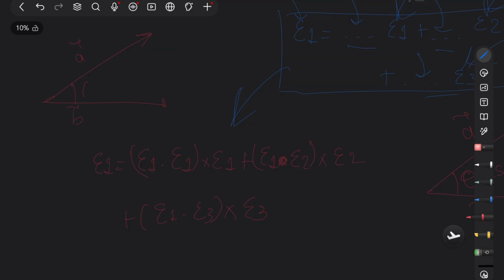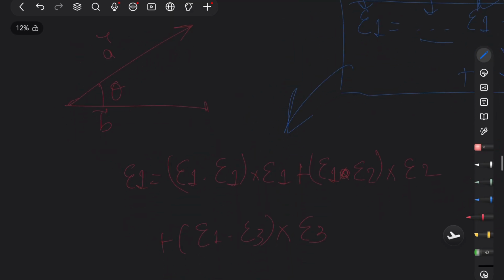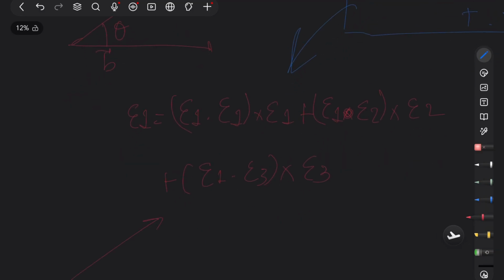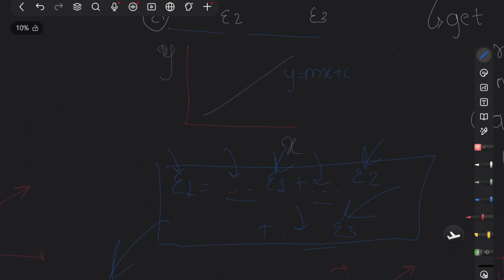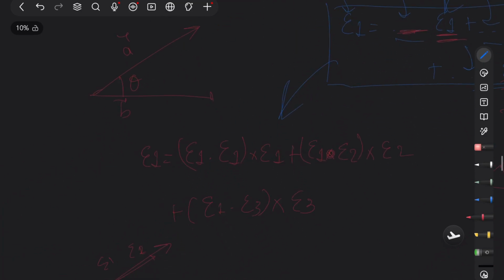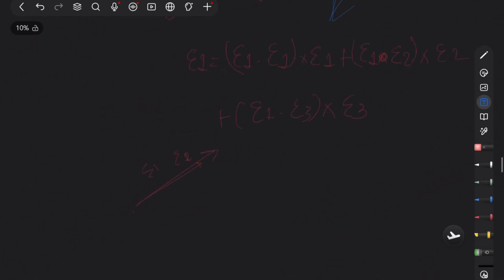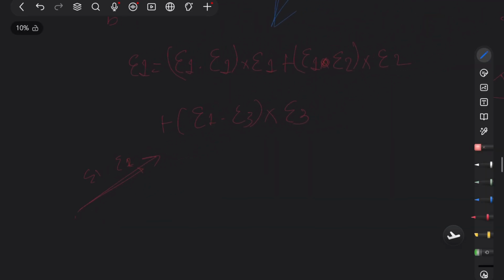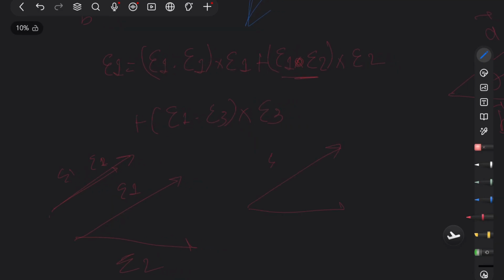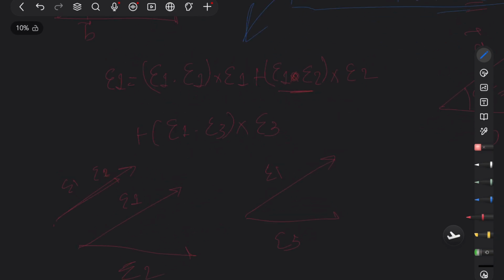a dot b: we're trying to find the similarity between a and b, right? So what does this do? We are trying to find the similarity between E1 and E1. We need to find the value of these dot products of these two vectors. And again, E1 and E2, we are trying to find the similarity score between these two. Again, E1 and E3. Okay, it's really simple.